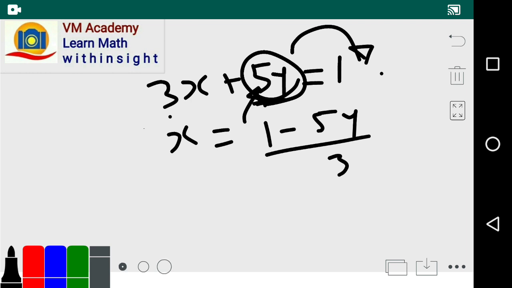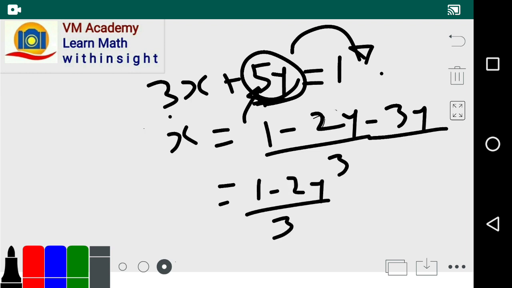Now minus 5y can be written as minus 2y and minus 3y. So minus 2y and minus 3y, and so it becomes 1 minus 2y by 3 minus 3y by 3, that is (1 minus 2y) by 3 minus 3y by 3, that is y.